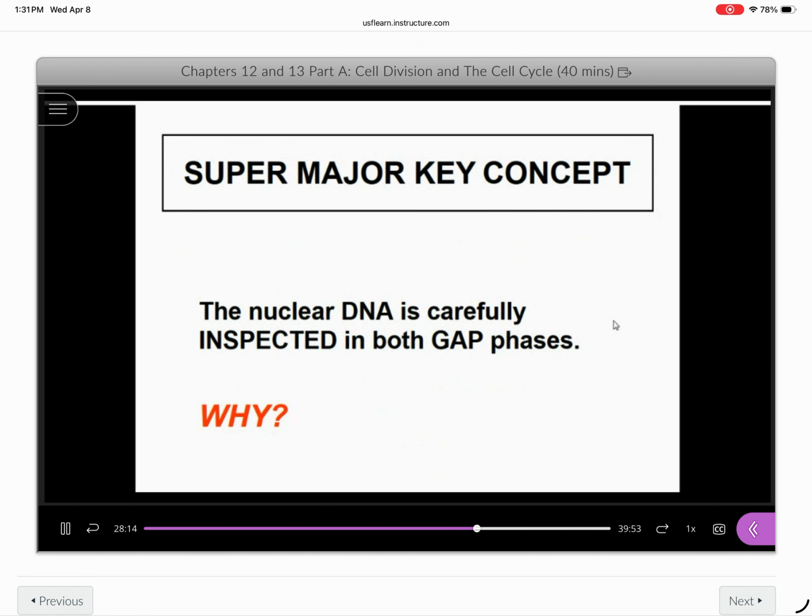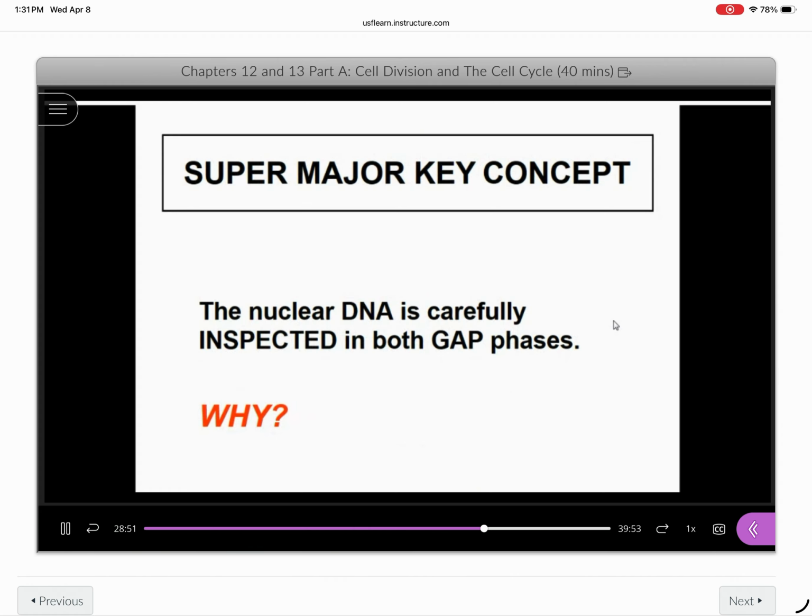Part of that preparation in G1 and in G2 is to carefully inspect the nuclear DNA. Both gap phases will do this. Why do they do that? The reason is that if there are problems with the DNA, some kind of damage, and you go on to the next phase.